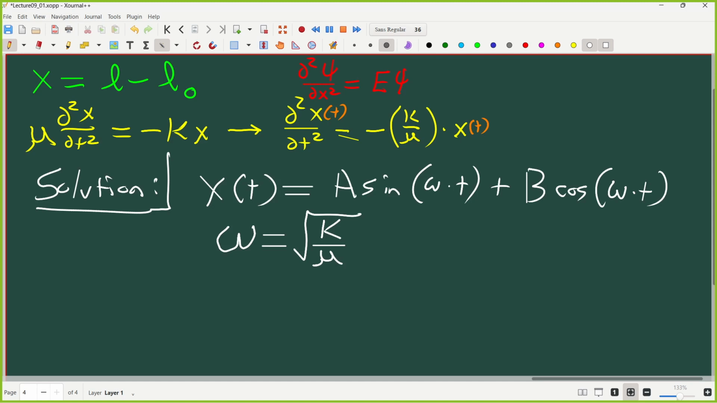This is the general solution. We haven't determined A and B yet, but remember the way we determine these in the particle in the box is we considered the boundary conditions of the box. In this case, whether it's sine or cosine depends on the initial conditions of our spring, whether it's at rest at the beginning or we've stretched it. We can look at that in just a second.